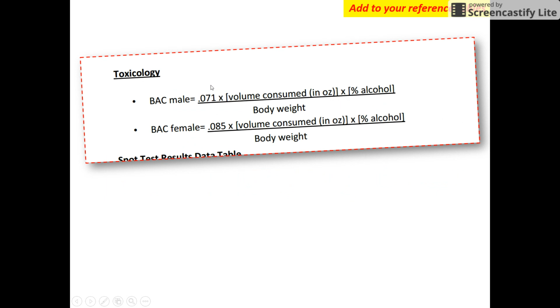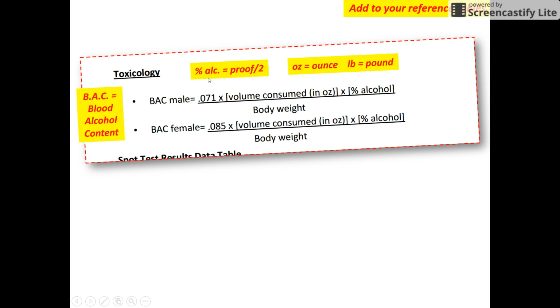Quickly, hit pause and grab your reference tables, because we're going to add some notes and put an example in for calculating blood alcohol content. Okay, so here are some things you might want to write down. BAC stands for blood alcohol content or blood alcohol concentration. In these calculations, the percent alcohol in any beverage is the proof number divided by 2. I'll show you an example in a minute. OZ stands for ounces. LB stands for pounds. You might also want to write down DWI is 0.08% or more. DWAI, driving while ability impaired, is 0.05 to 0.07999% alcohol in your blood.